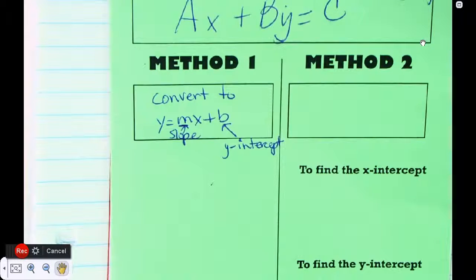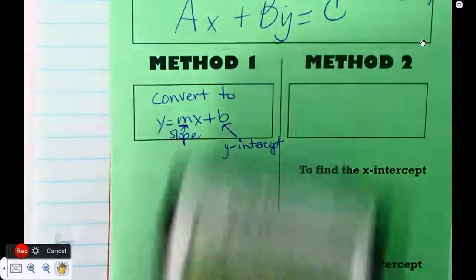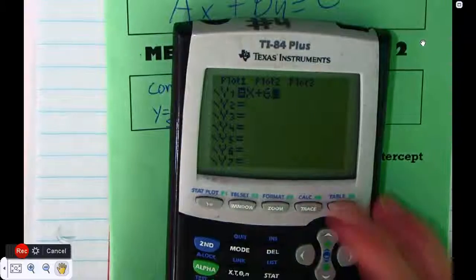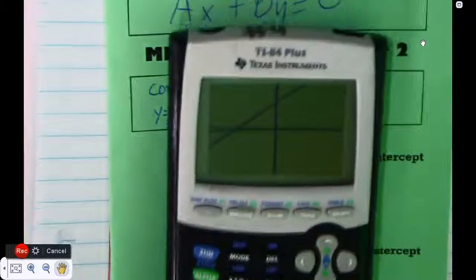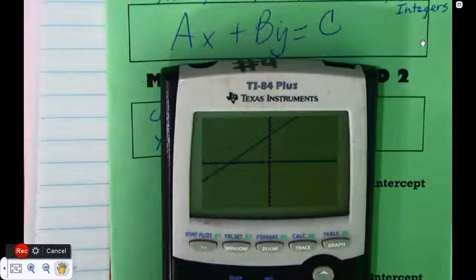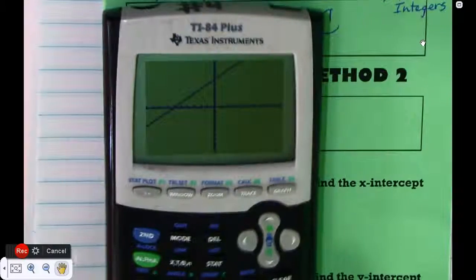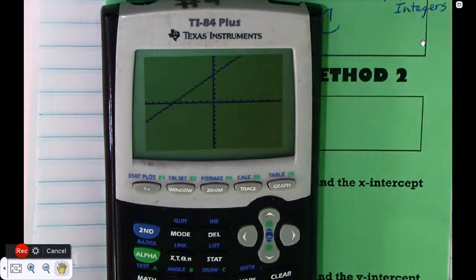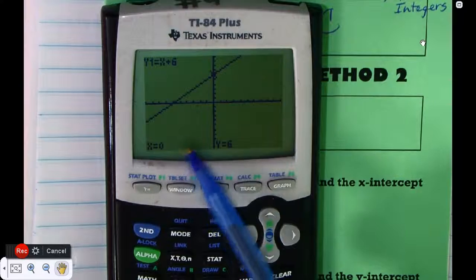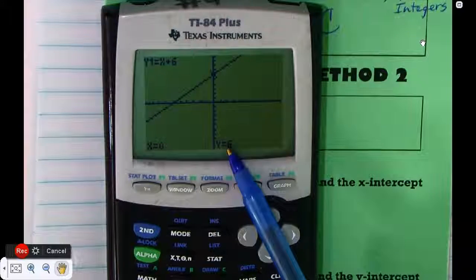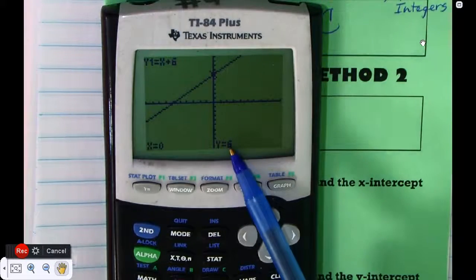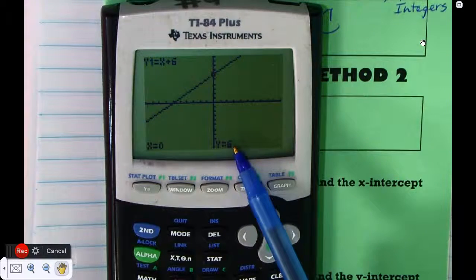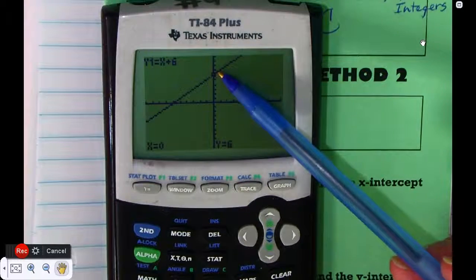Okay. Now, here's what I'm going to show you. X plus 6. We can graph it. Everybody go hit graph. And we can hit trace. It pops up, mine does, it showed yours, 0, 6. 0, 6 is the what? Y-intercept. That's where it's crossing the y-axis. This is so important, guys.